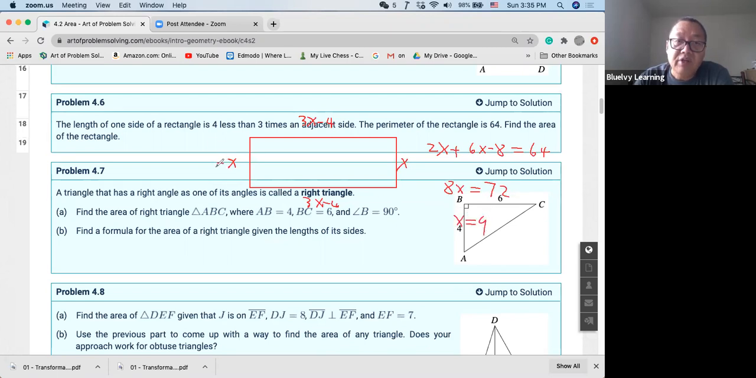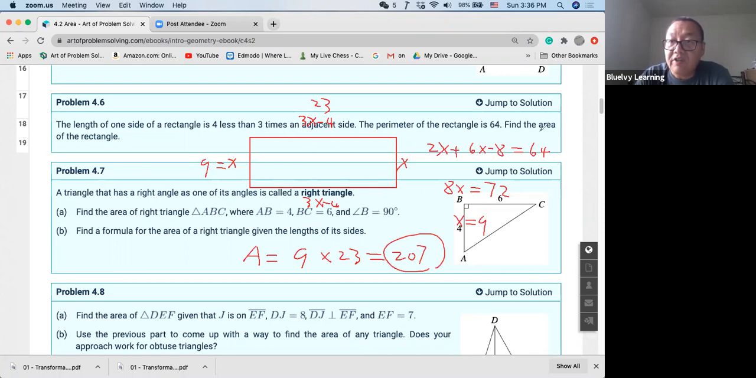So that means this one equals 9. Then what is 3x minus 4? That's 27 minus 4, that's 23. So the width of this rectangle is 9, and the length is 23. So then area, or suppose I use A to represent the area of this rectangle, that should equal 9 times 23. That equals 207. This one's the area of the rectangle.